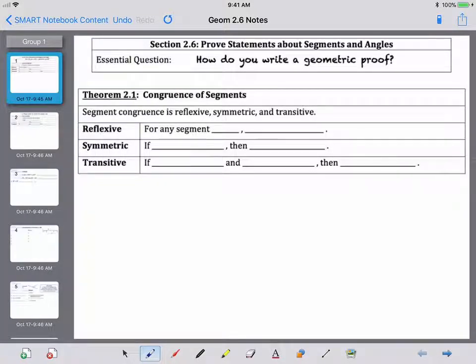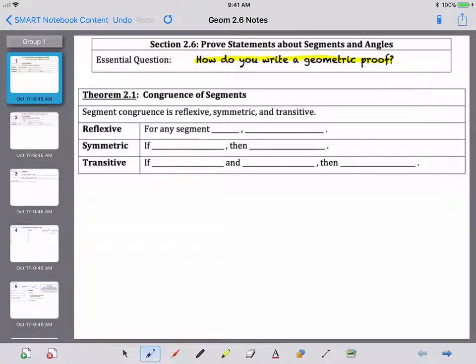In lesson 2.6, we're going to answer the question, how do you write a geometric proof? To start out, we have two theorems. The first and the second are both things we've seen before, but now we just apply them to segments and angles. So segments follow that reflexive, symmetric, and transitive property that we've talked about a couple lessons ago.